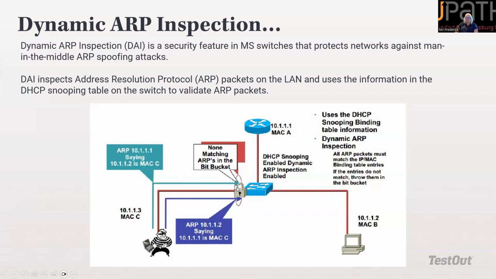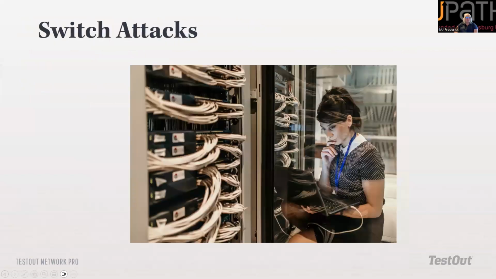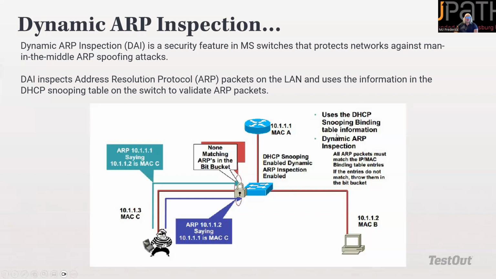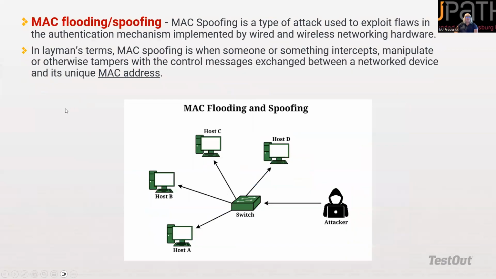If we don't have something that's matching within our ARP, in our bucket, we've locked it down. So he's going to try and snoop, do his man in the middle, but he's not going to be able to because we've got dynamic ARP inspection in place. Now, when we look at switch attacks themselves, we look at what's called MAC flooding or MAC spoofing. And it doesn't matter if it's wired or wireless, it's exploiting flaws in our authentication, looking for flaws in our authentication methods that we utilize.